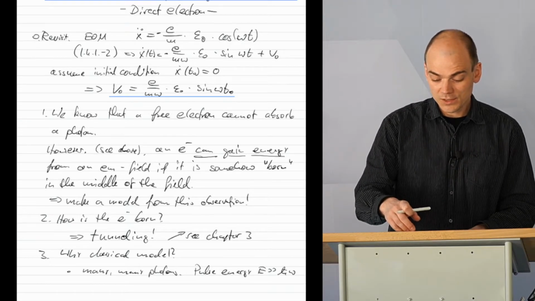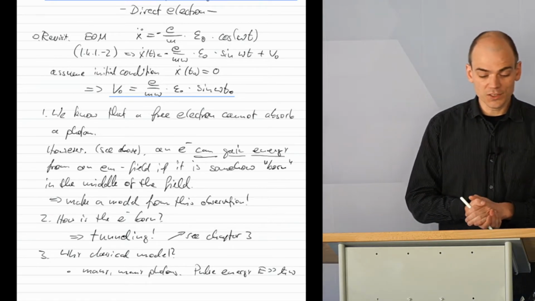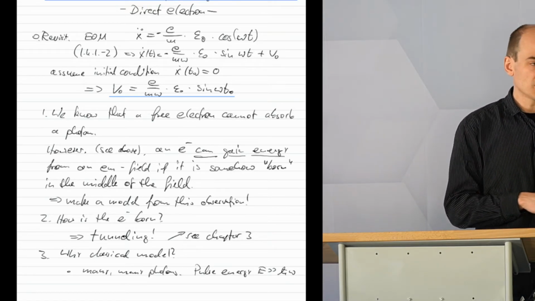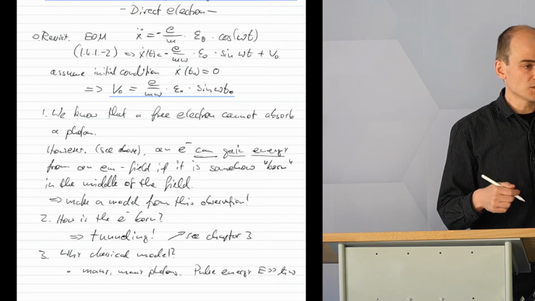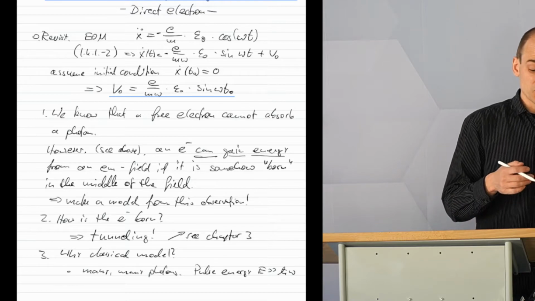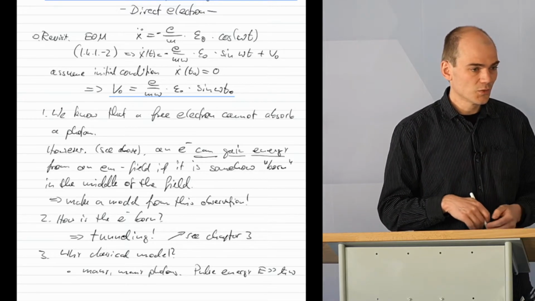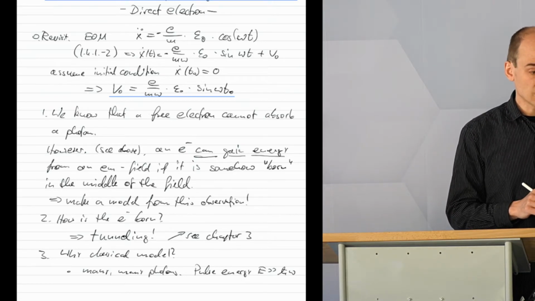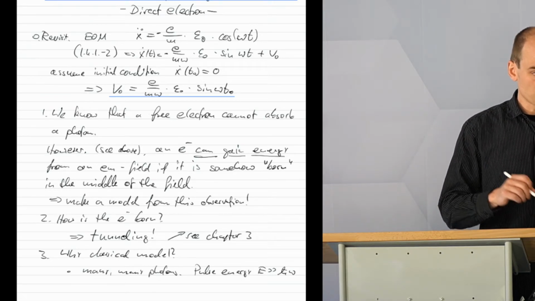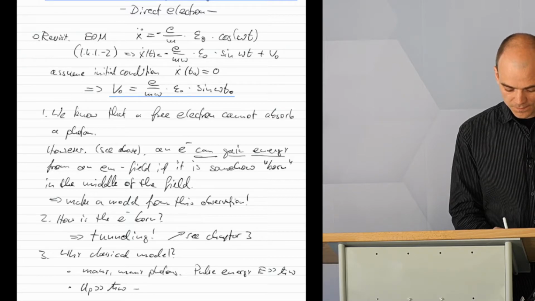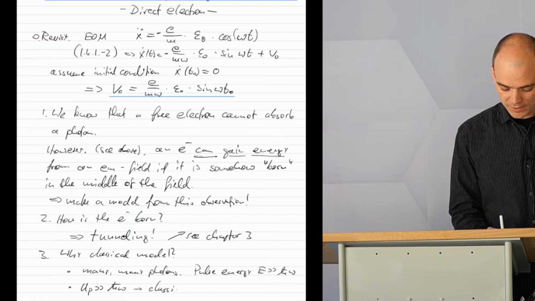Second, we studied the ponderomotive energy, or at least we took a look at it, and we found that the oscillation energy can even be much larger than the photon energy if you think of infrared fields. And this oscillation is a classical oscillation. This was a completely classical motion.